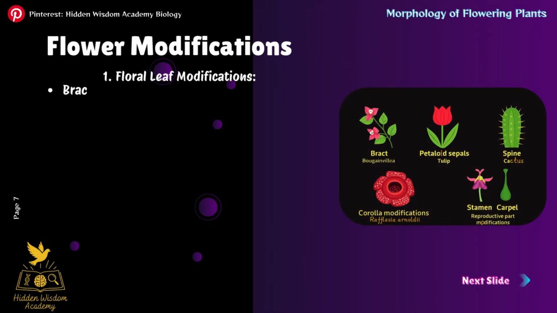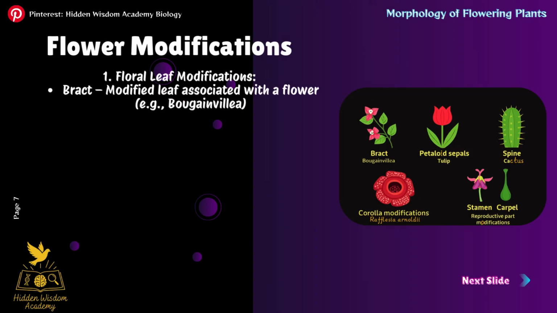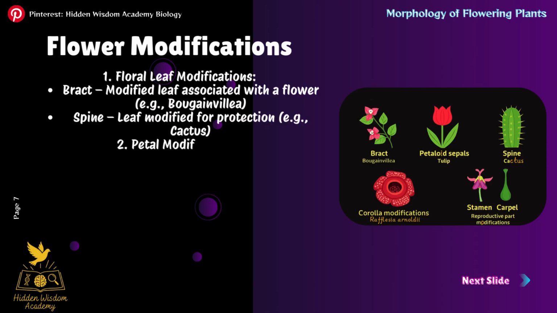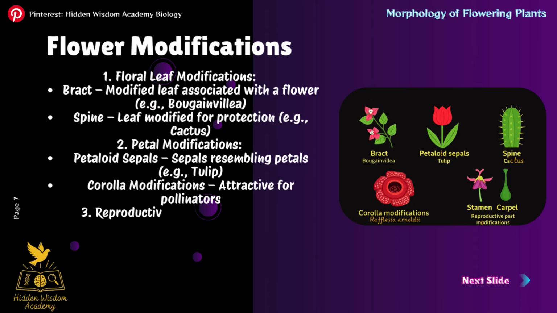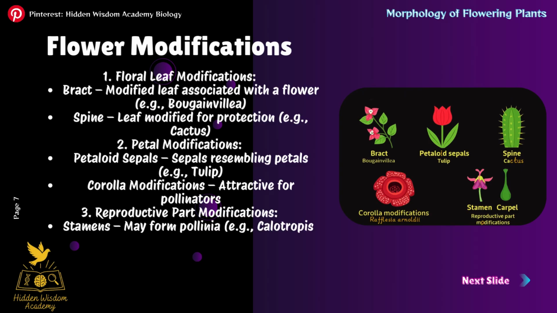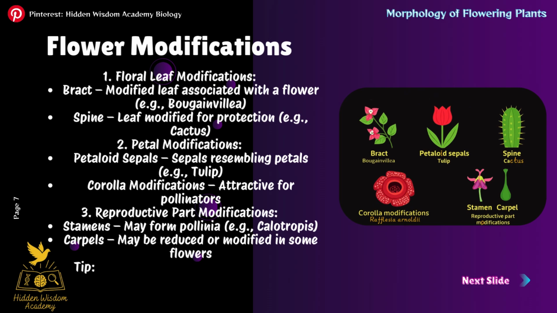Let's talk about modifications in flowers. Some flowers have modified parts for protection, pollination, or reproduction. Bracts are modified leaves, like in bougainvillea. Spines protect the plant, as in cactus. Sepals may look like petals, called petaloid sepals, seen in tulip. Petals can be modified to attract pollinators. Stamens may also be modified, like forming pollinia in calotropis. For exams, remember the function and examples of each modification, as questions often ask from there directly.